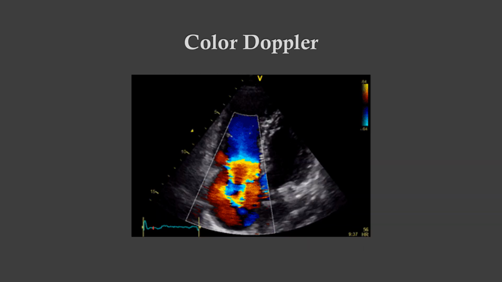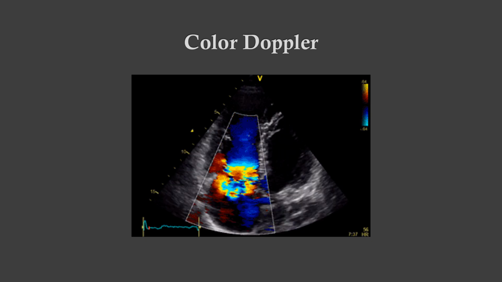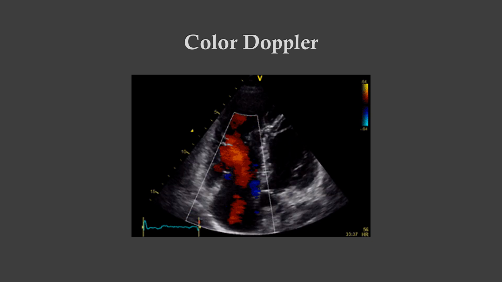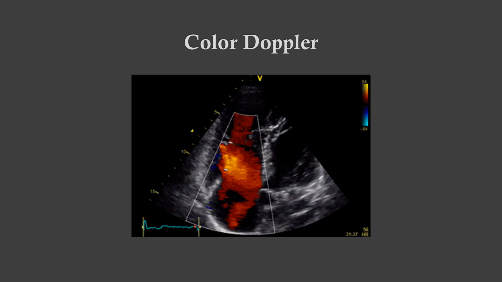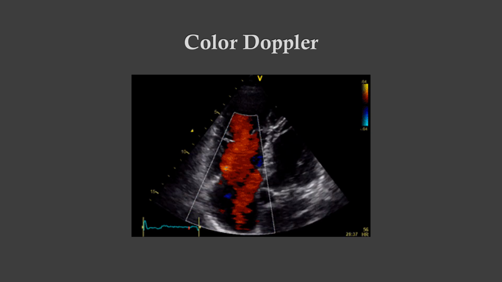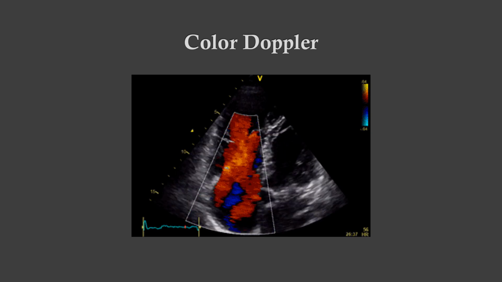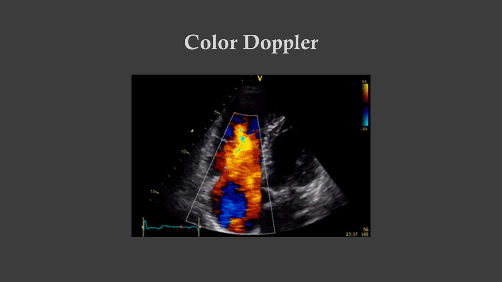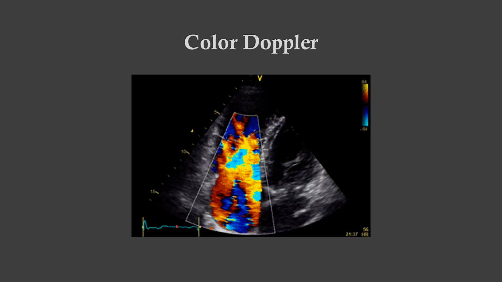Here is an example of color Doppler imaging. Blue, as I said, is blood flowing away from the transducer, which is where the V is, and red is blood that flows towards the transducer.